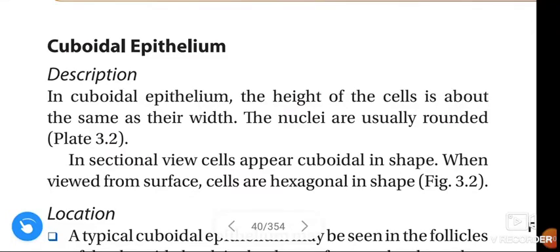In this video we are going to learn about the simple cuboidal epithelium. First, the description. In a cuboidal epithelium, the height of the cells is about the same as their width. The nuclei are usually rounded. Once again, in cuboidal epithelium, the height and width of the cells are equal, and the nuclei are usually rounded.